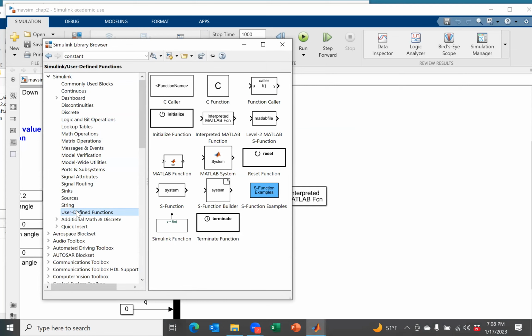Now, you can actually create a C code. You can create a MATLAB function, or you can call an interpreted MATLAB function. What is the difference between the MATLAB function and interpreted MATLAB function? Some of the functions in the MATLAB, they are not directly transferable to Simulink. If that is the case, you have to use interpreted MATLAB function, which means your MATLAB code will execute inside the Simulink function block. So how does that happen?